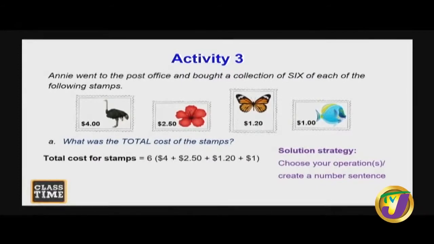On screen, we chose a different approach. We went ahead and added the values for the stamps first, and then multiplied that result. So all the stamps, if you bought 1 of each, would have been $8.70. But we know you bought 6 of each, so we simply multiply that cost by 6. And so Annie would have paid $52.20 for the 24 stamps.